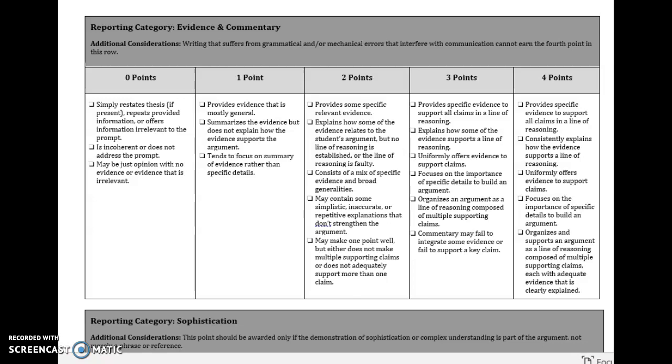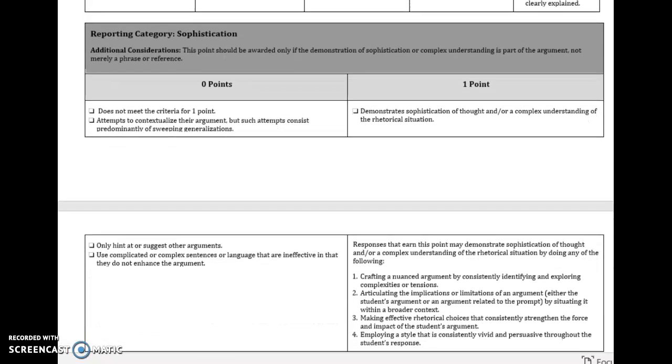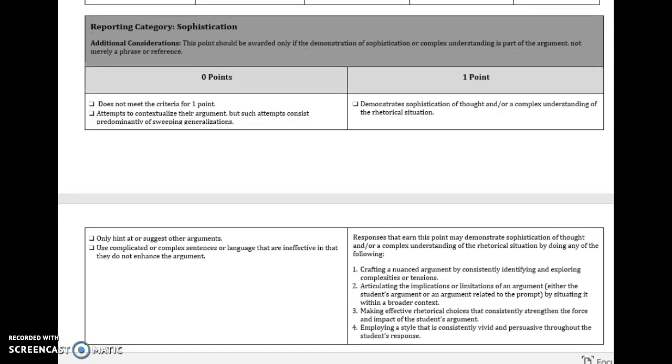Okay, now that you're coming back, hopefully you've read over the descriptors for the 3 and the 4. I'm going to tell you that this essay earned a 4 out of 4 for evidence and commentary. And if you read through these descriptors, hopefully you agree with me. Finally, we're in the sophistication category. Sophistication means, does this child have sophisticated ideas or language? And I think, yes, this child uses quite an intense vocabulary, varies the sentence structure quite nice.